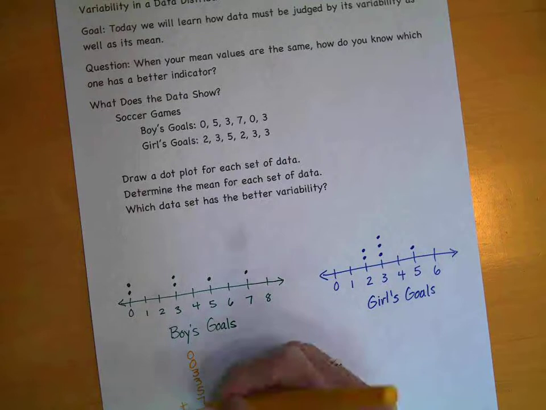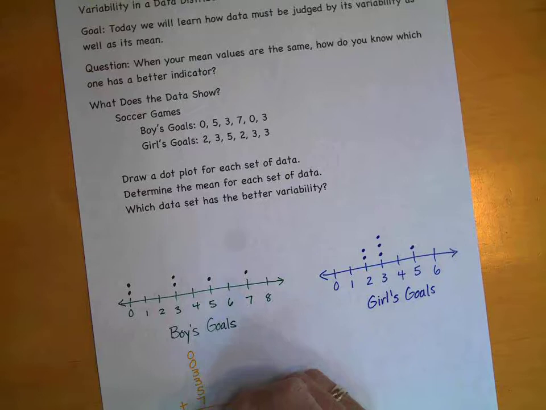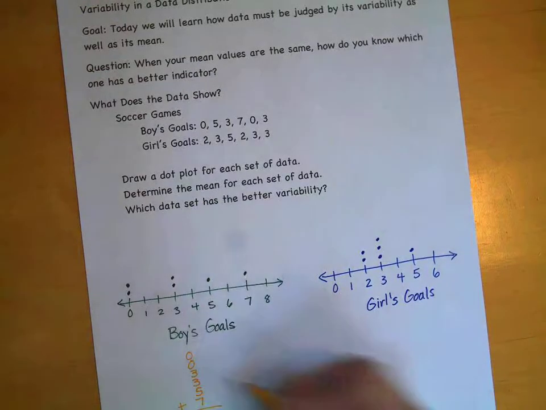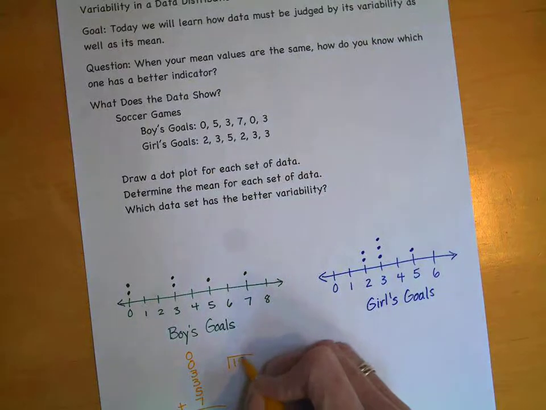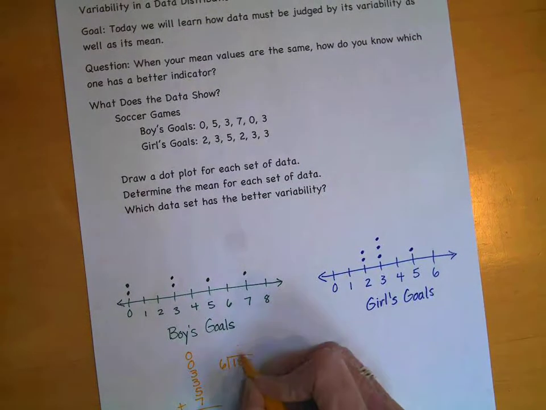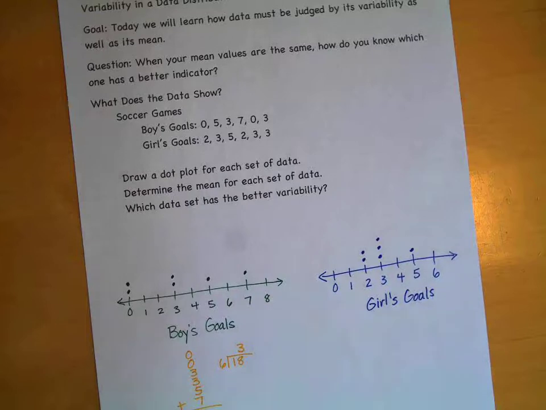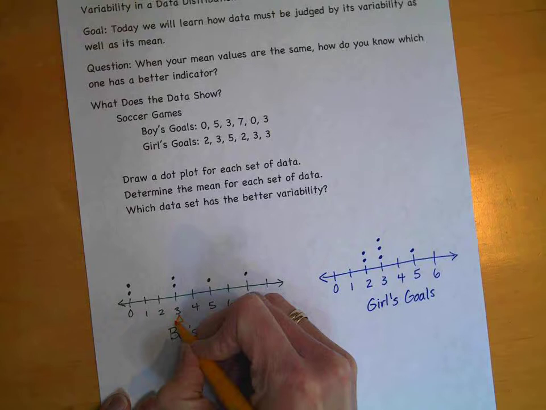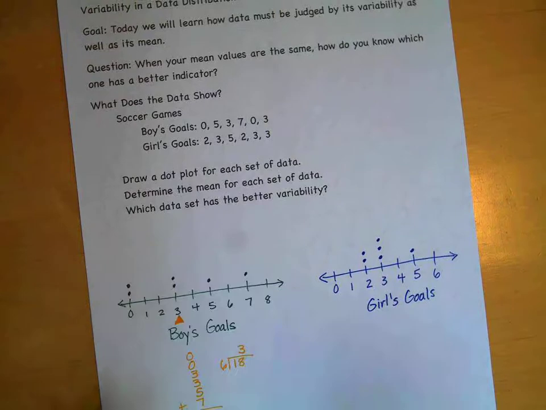So we have a 0, a 0, a 3, a 3, a 5, and a 7. I'm supposed to add all those together. So 0 plus 0 is 0, 3 plus 3 is 6, 7, 8, 9, 10, 11, 12, 13, 14, 15, 16, 17, 18. So I got 18 here. And then there are 1, 2, 3, 4, 5, 6. So I take 18 and I divide it by 6. 6 goes into 18 3 times. So now I have found that my mean is 3. All right, I got that. So that part is done.